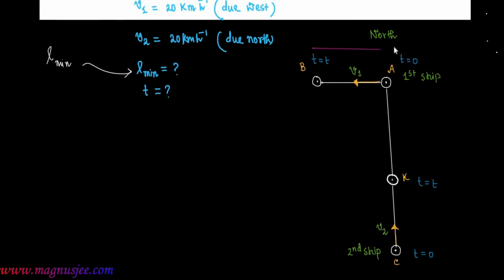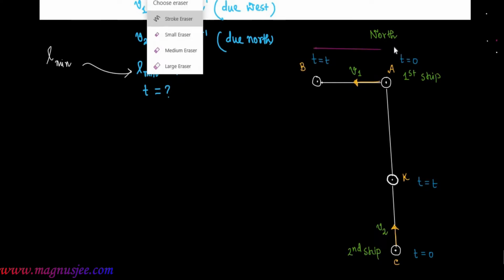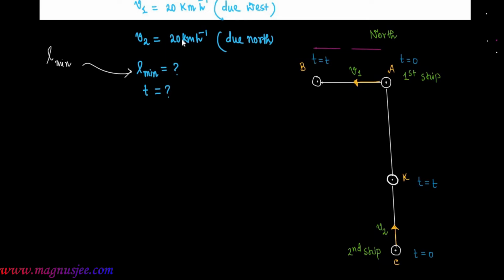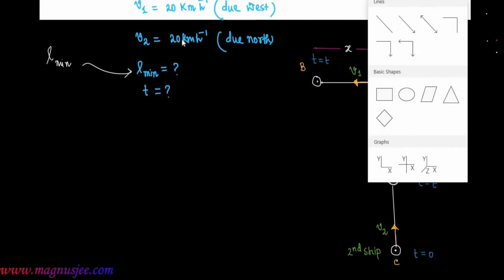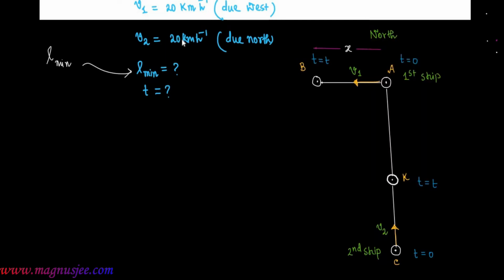In this case, the first ship is moving due west, and the displacement of the first ship in time t second from the point A to B is x. X is the displacement of the first ship due west from the point A to B. And also we can denote the distance between the second ship at the final position and the first ship at the initial position. That distance will be y.